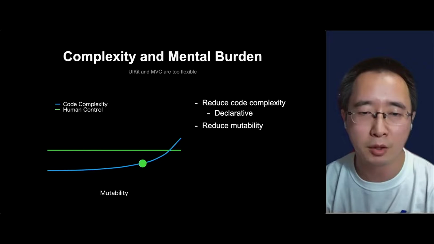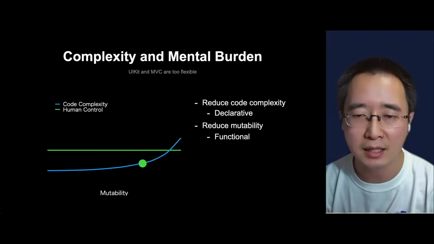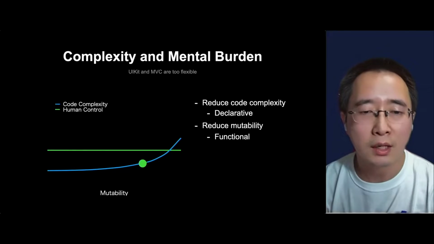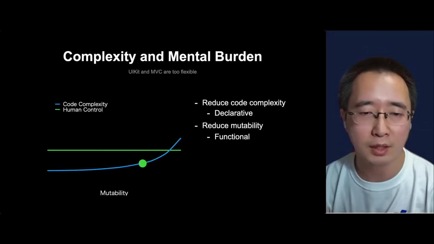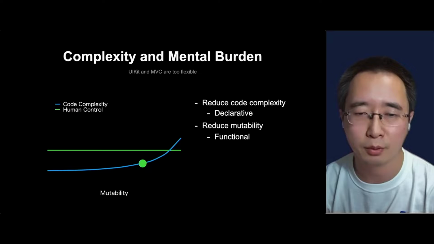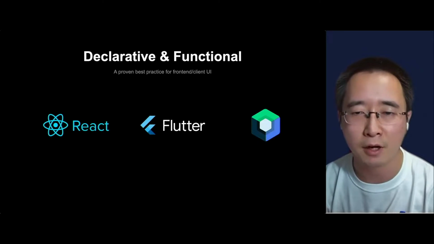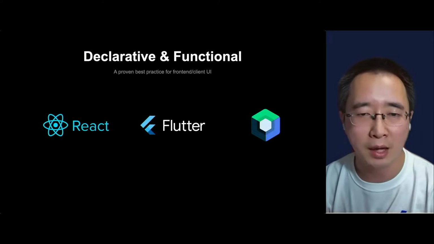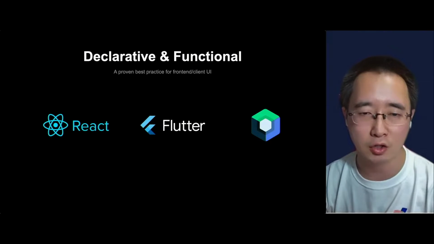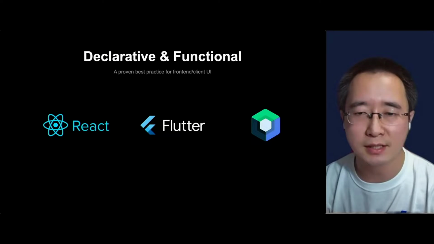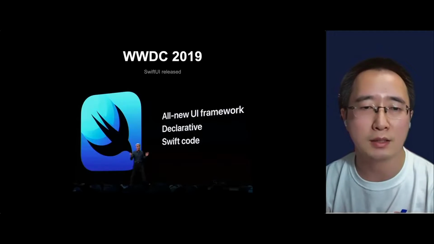To reduce the mutability of code, we want to avoid changing the states without any rules. A central control and a functional way can provide more stable state management for the code. This is functional programming. It's not a new concept at all to use declarative and functional programming to improve software development quality, especially for front-end and client applications. There are already quite a few successful examples in our industry, and it's now a proven best practice.